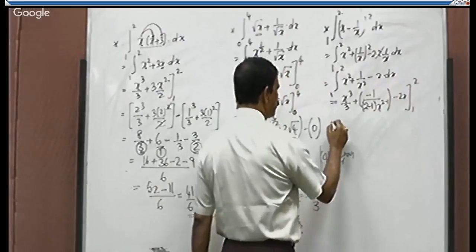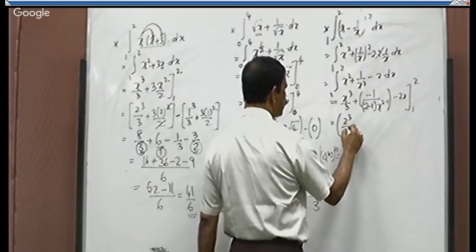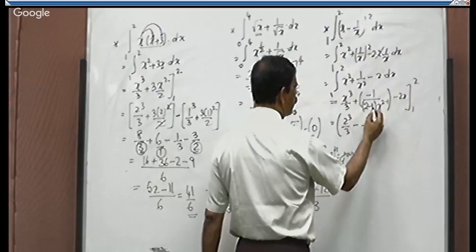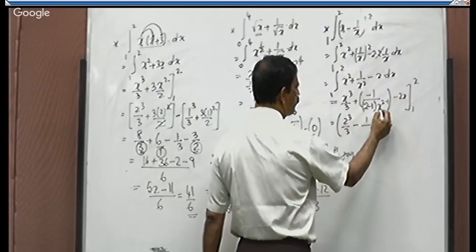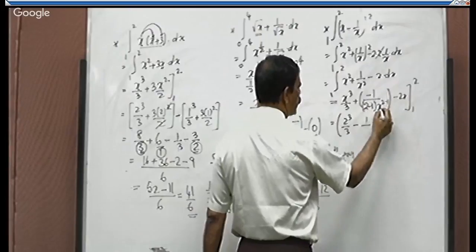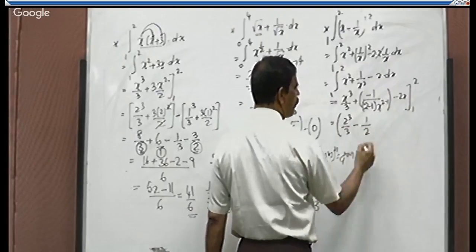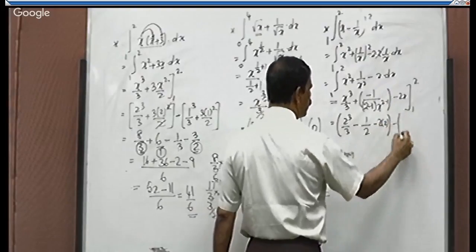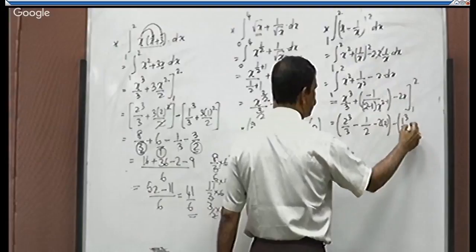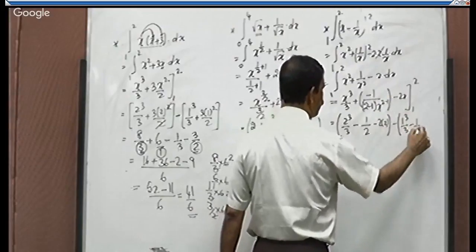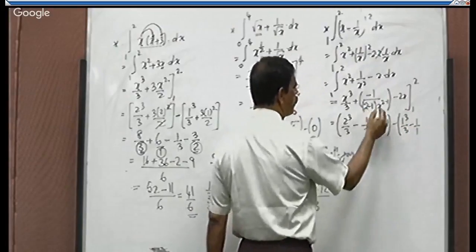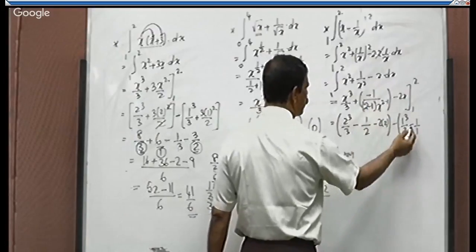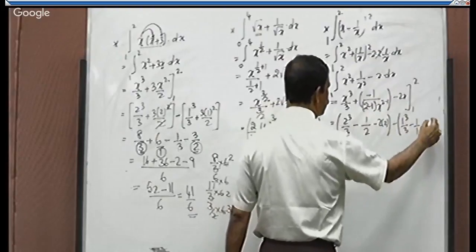Now apply the upper limit. 2 cube divided by 3 plus minus 1 divided by 2 minus 1, which is 1. What is x to the power of 2 minus 1? That is only x. Minus 2 into 2. Lower limit: 1 cube divided by 3 minus 1 divided by 1. Correct? 2 minus 1 is 1, x to the power of 1, so x is 1. So this, minus, minus 2 into 1.